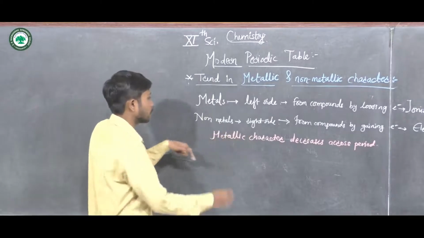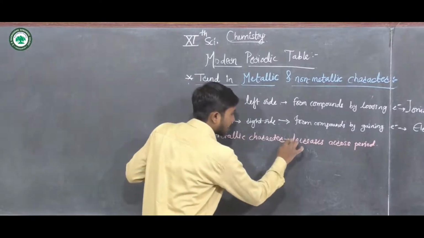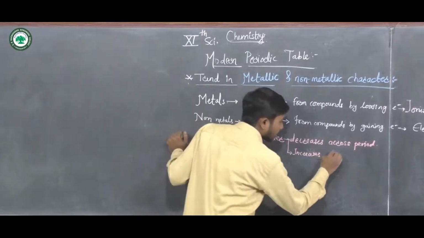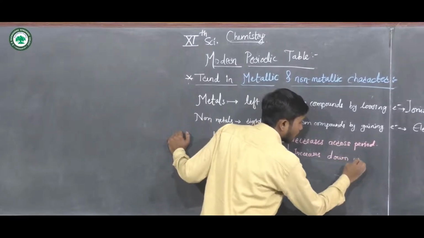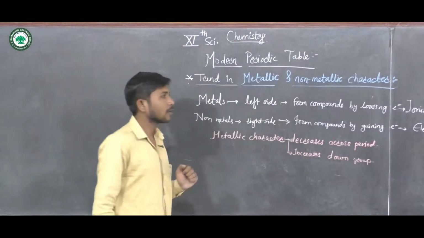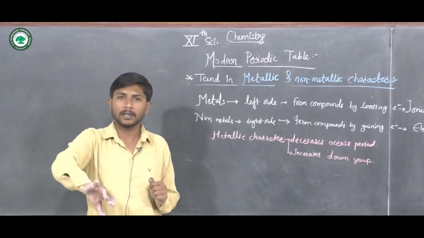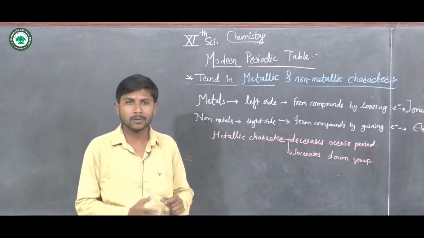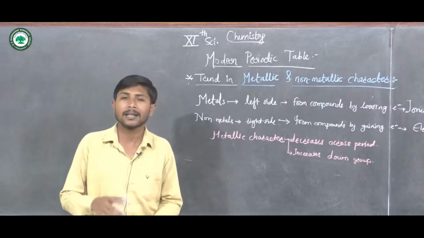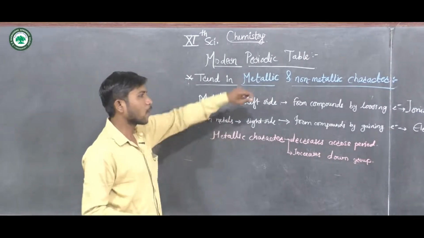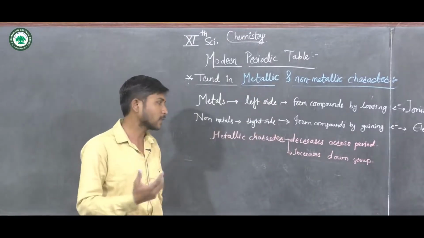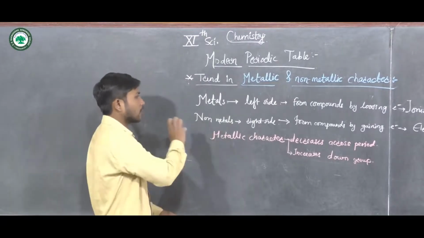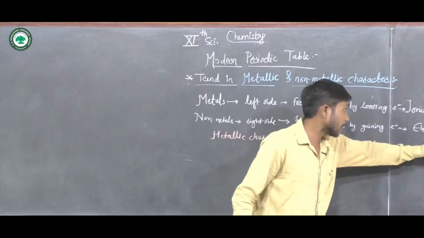But down the group, metallic character increases. Why? For the same reason, while going down the group, orbits are added, and that's why the distance between the nucleus and the outermost electron goes on increasing, which increases the tendency to lose the electron, and the required energy to lose the electron is lower. That's why the metallic character goes on increasing down the group. In the case of non-metals, we are going to see the electron gain enthalpy.